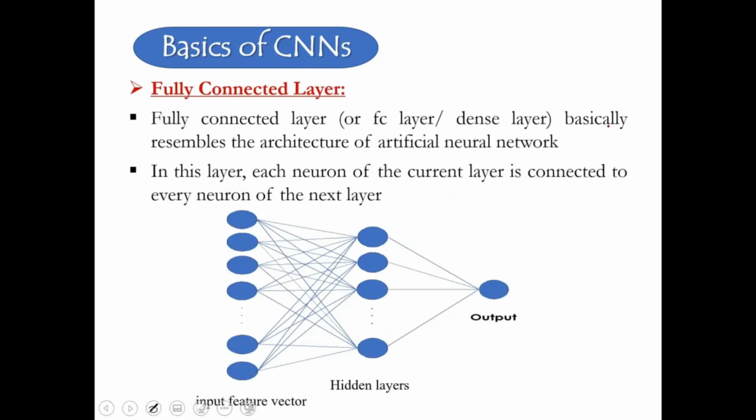Now we have come to the second part, that is the classifier. The classifier here, in the case of CNNs, we call fully connected layers, and these layers totally resemble the architecture of artificial neural networks, the multi-layer perceptrons, because here all the input nodes are connected to the next node, or the hidden layers, or whatever layer is there. Sometimes it is also called a dense layer.